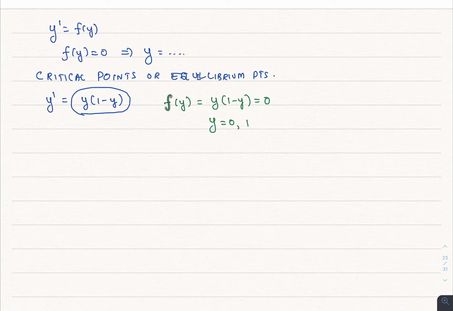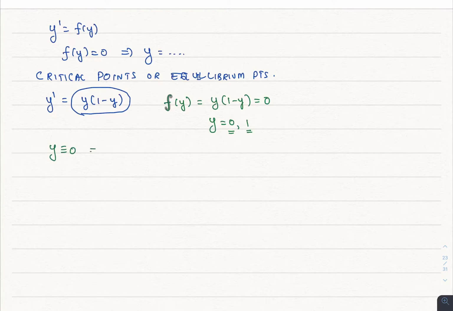Those are functions, not constants. Those are constant functions, more precisely. And they are called equilibrium points. And by the way, these are also solutions. They are not just points. What do I mean by solutions? The function y is equal to 0.